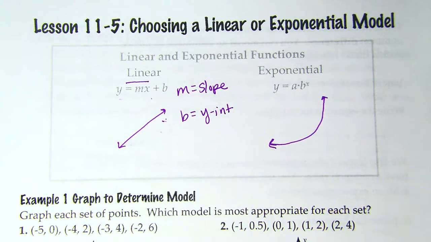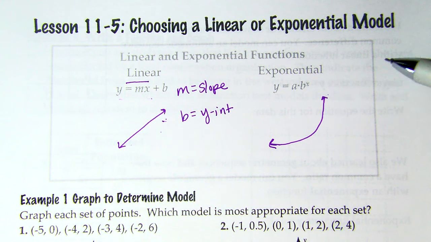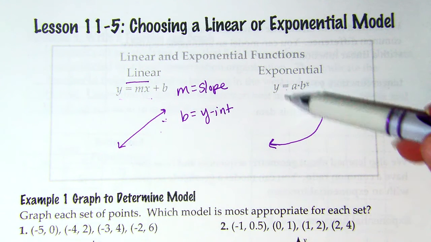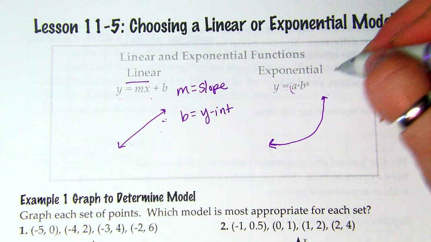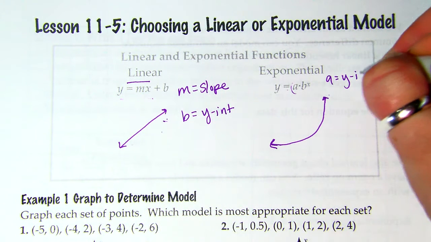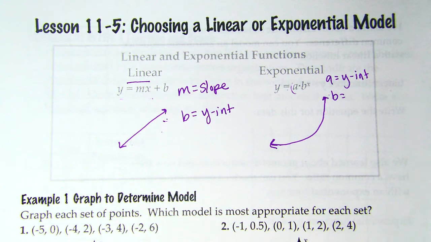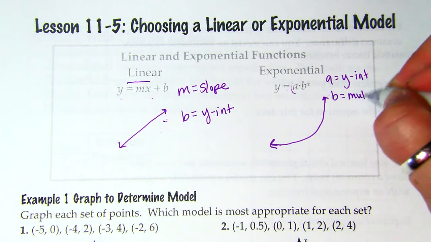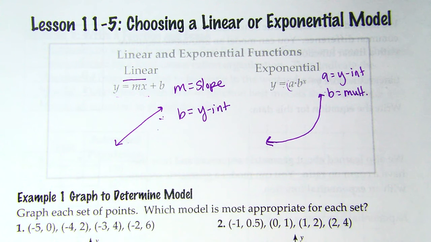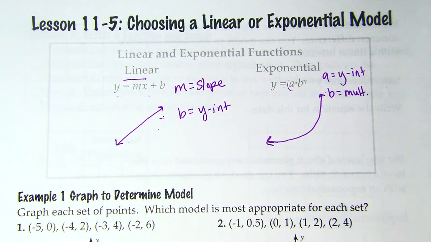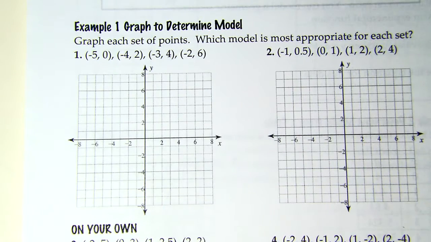Exponential is going to curve, so it starts off really small and gets big, or it could go the other way around, starts really big and gets really small. A is the y-intercept, and b is the number that's being multiplied, so we'll talk about that a little bit later. Make sure you get that down so that during this next example you'll be able to easily tell which one's which. On number 1, you should have some graph paper. If not, ask your sub to go ahead and pass it out.